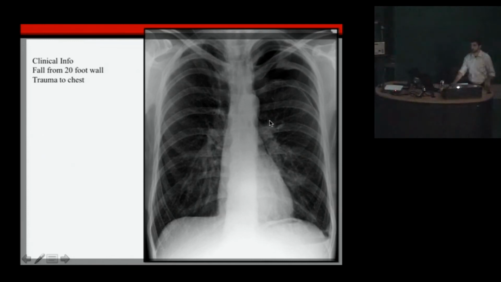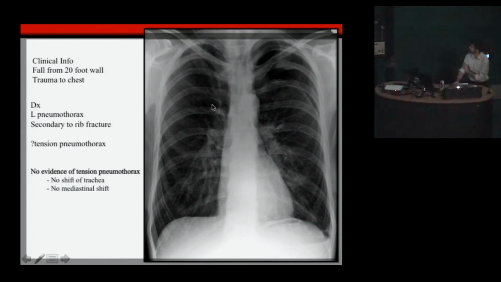Then what's the next question you always ask? Pneumothorax, what's the next question? Is it a tension pneumothorax? Is this a tension pneumothorax? No. Wicked. So yeah, you see the mediastinum central, the trachea central.